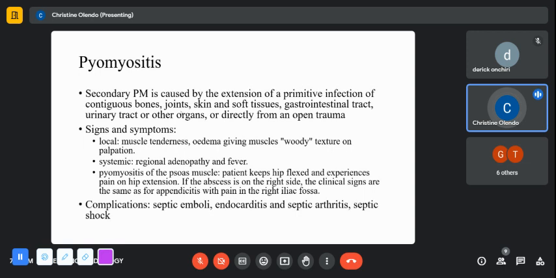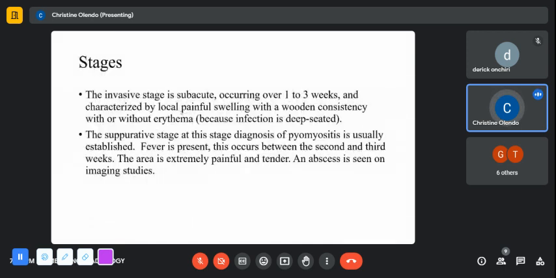And if the pyomyositis is involving the psoas muscle, the patient will keep the hip flexed. And if you extend it, there will be a lot of pain because of the irritation. This sign is also similar for appendicitis, and it is good to rule in or rule out one or the other. Complications are septic emboli, endocarditis, septic arthritis, and in the severe form, septic shock.